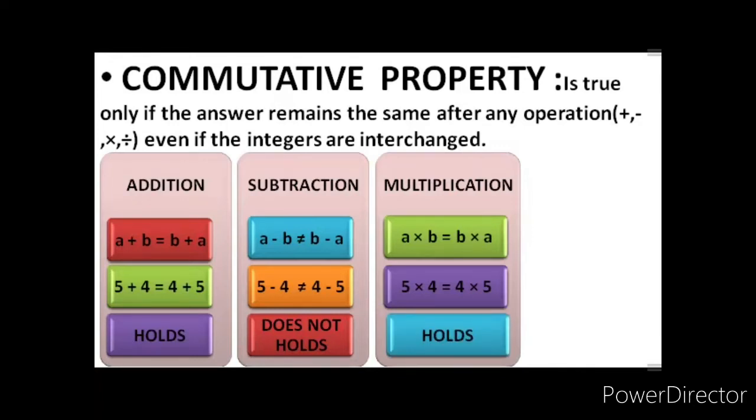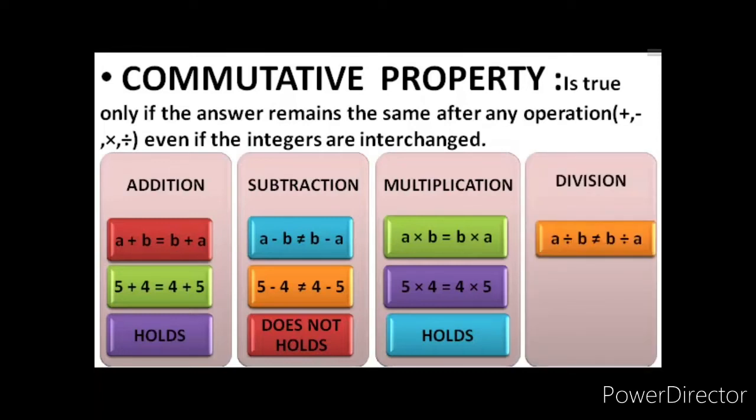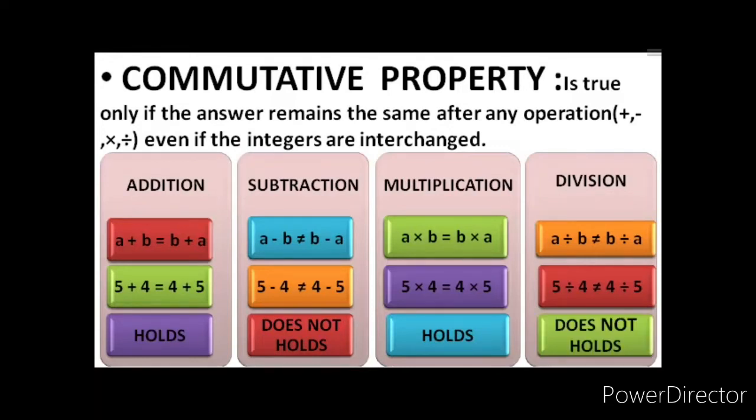For division of two integers, a divided by b is not equal to b divided by a. That is, the answer is not the same if the integers are interchanged. For example, 5 divided by 4 is not equal to 4 divided by 5. Thus, this property does not hold true for division of integers. Thus, commutative property is true for addition and multiplication.